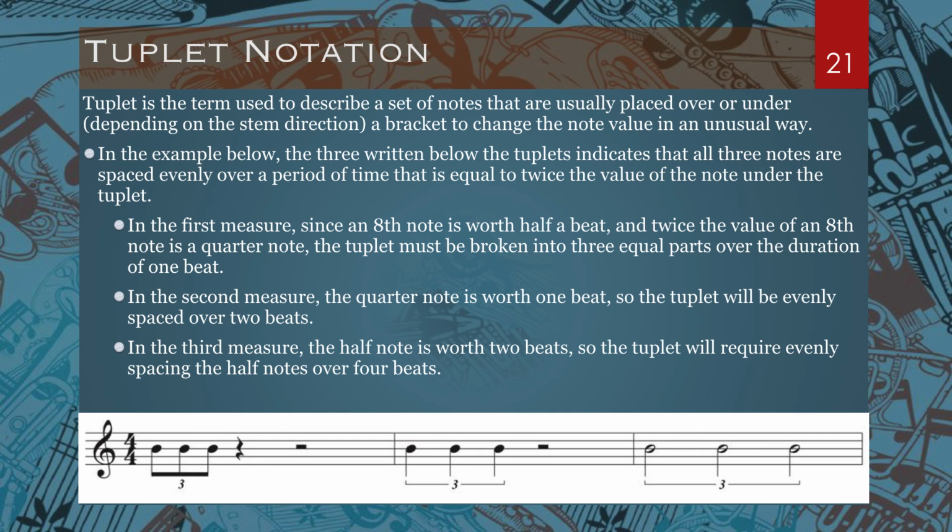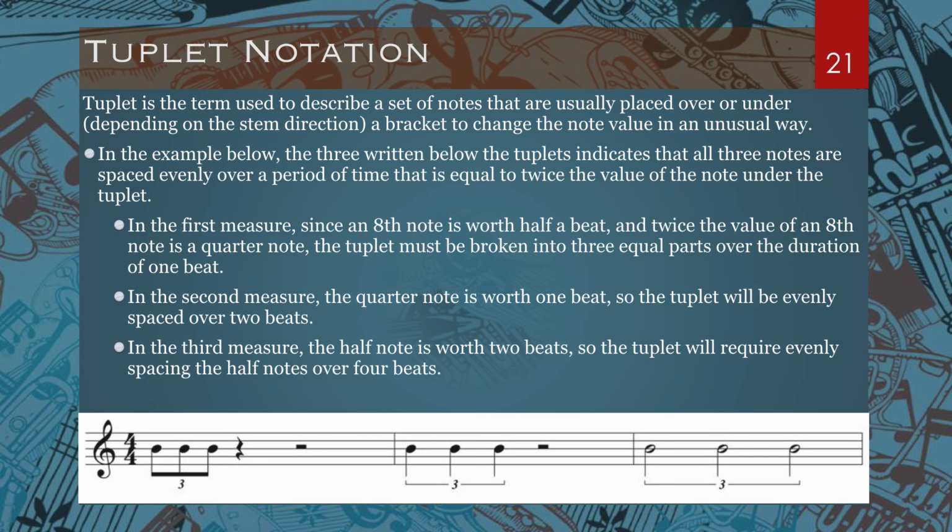So in the example below, we have 3 measures. The first measure, you have eighth note triplets, what we call them, because there's 3 tuplets in there. In the second measure, we have quarter note triplets because there are 3 tuplets. In measure 3, we have half note triplets because there are 3 half note tuplets.